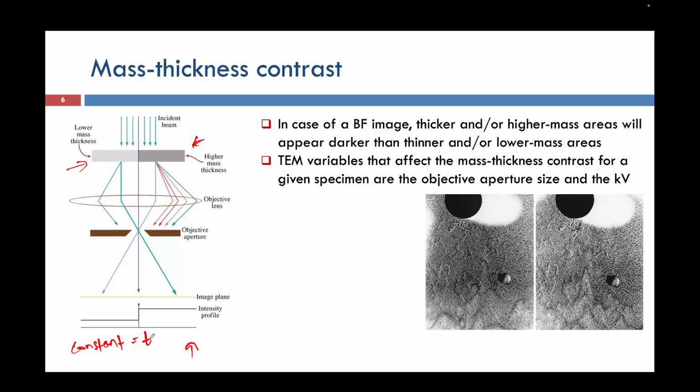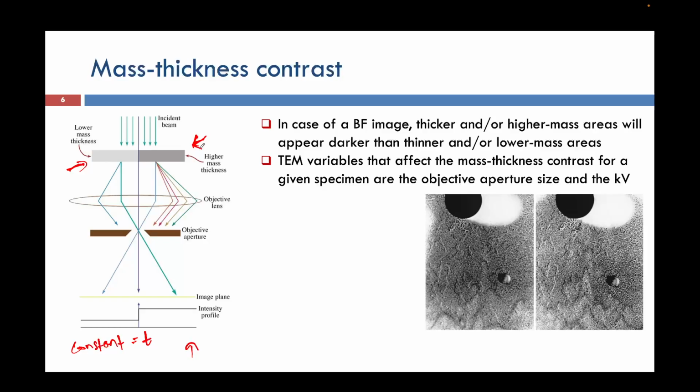In the earlier case, when I showed you the mass thickness contrast, I had assumed a variable T, that means variable thickness, and how variable thickness gives rise to variable intensity and eventually variable contrast. Now in this case, we have kept T constant, the same thickness. However, there are lower mass and higher mass in two different regions, the left side and the right side.